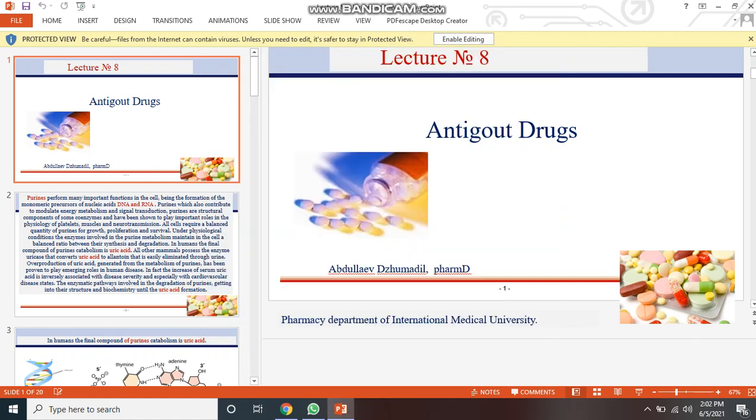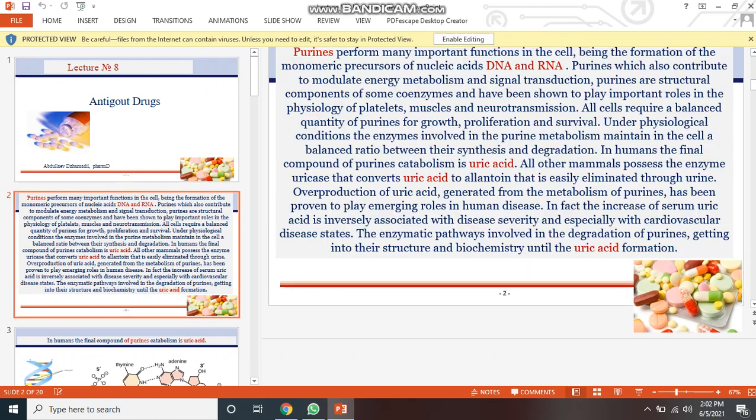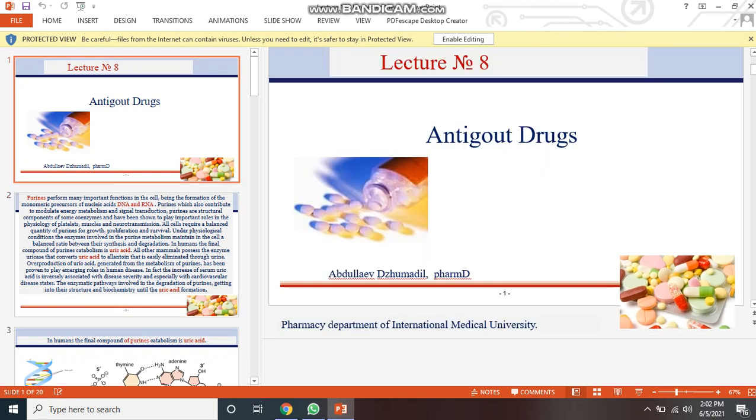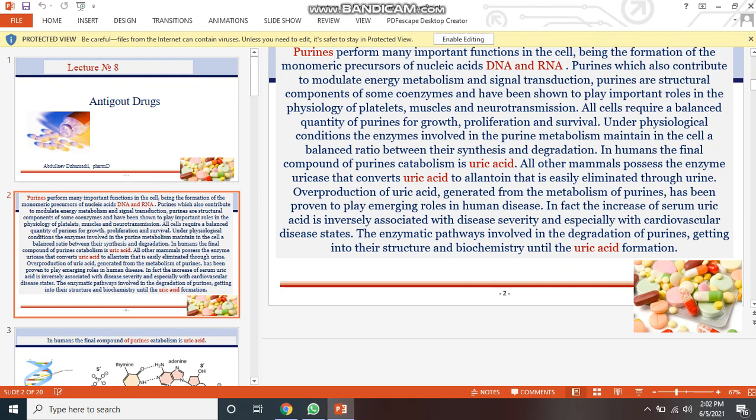Today our topic is anti-gout drugs. What we can say about anti-gout drugs is that they relate to purines. In this we can talk about purines. Purines perform many important functions in cells.